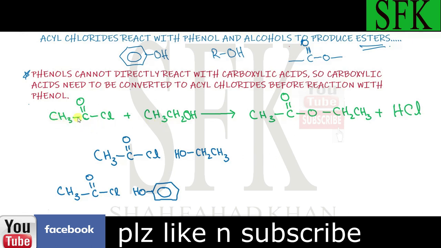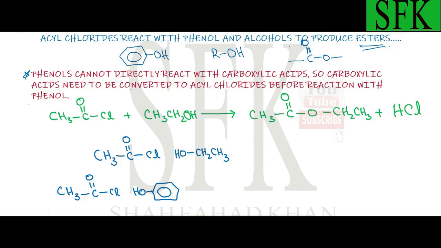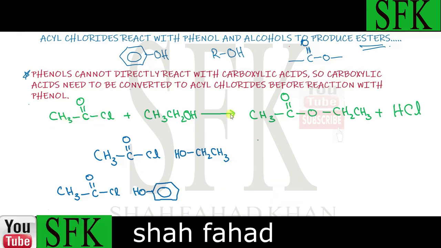If we react an acyl chloride with an alcohol, ethanol over here, we'll get an ester, ethyl ethanoate, plus HCl as a byproduct. Now, how does this happen? Basically, this is a condensation reaction. A condensation reaction is any reaction in which two smaller molecules combine to form a larger molecule by the elimination of a simple molecule. So HCl is a simple molecule, the ester is a larger molecule, and the two reactants are the smaller molecules.